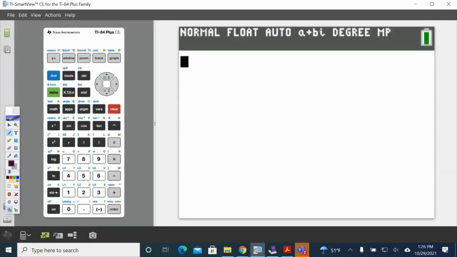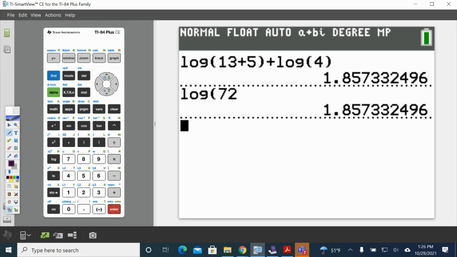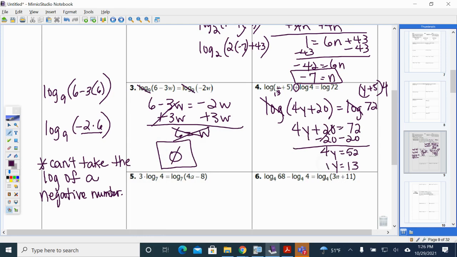Notice that there is no base, so I can use my common log button next to the 7. So I got log of 13 plus 5 is inside this parentheses, plus log of 4. And now I'm going to check log of 72. Log of 72, and they match. We got 1.857 on both of those. The left side does equal the right side, so y does equal 13.